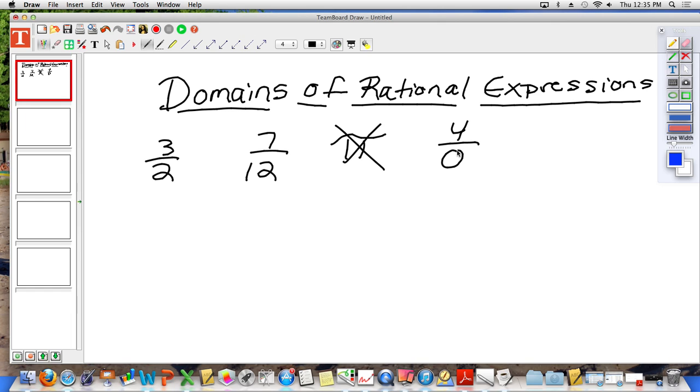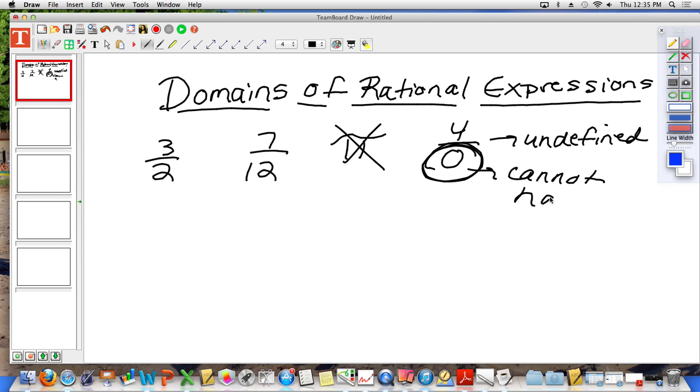We call this an undefined answer. And the reason it's undefined is because what you are doing is taking nothing and dividing it into something. How can you divide nothing into something? You can't. So that's why we call it undefined. So really important here is that you understand that in a fraction, you cannot ever have 0 on the bottom.